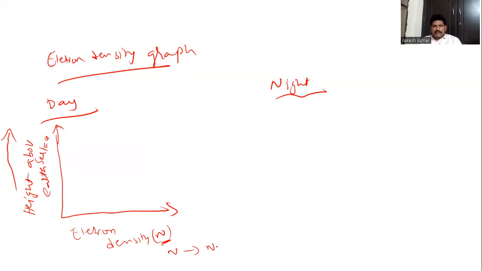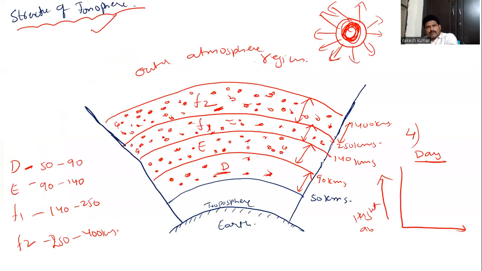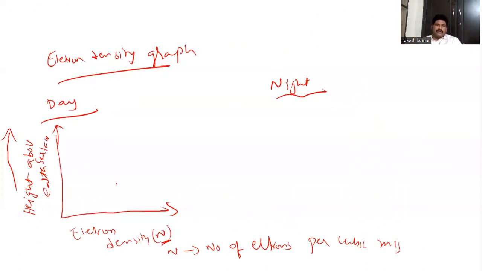N indicates number of electrons per cubic meter. So if we take any small one cubic meter, how many electrons are there? That denotes N. Our ionosphere layer starts from 50 kilometers. So this is 50 kilometers.